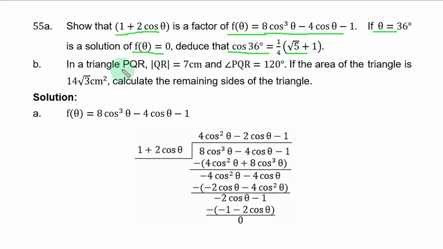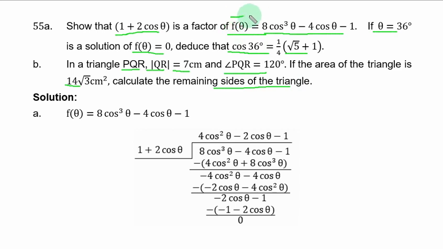In a triangle PQR, QR is equal to 7 cm, angle PQR is 120 degrees. If the area of the triangle is 14 root 3 square centimeters, calculate the remaining sides of the triangle. A part of the question.